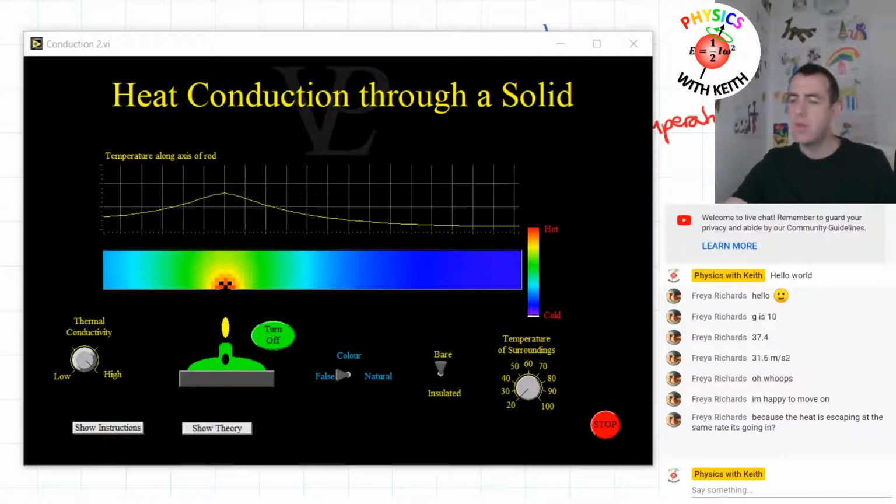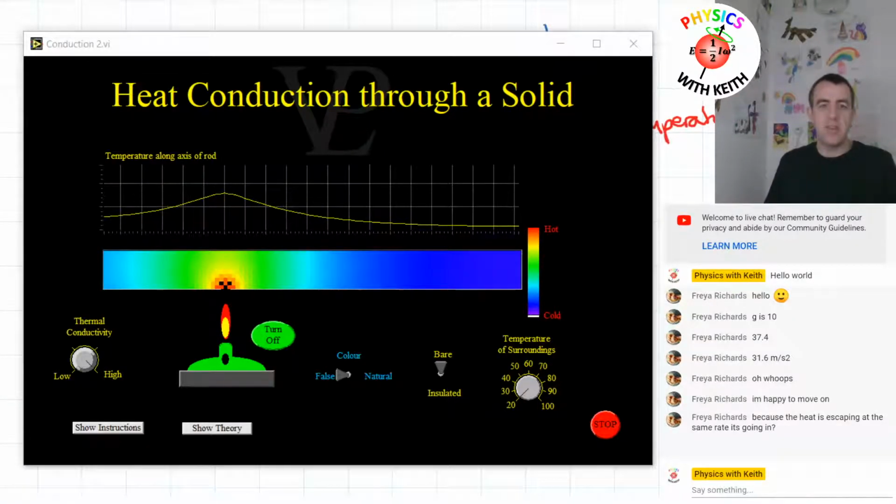So, Freya says, because the heat is escaping at the same rate it's going in. What a good answer. What a fantastic answer. Yeah. The rate that the heat is going in. And rate in physics is a technical term that means the amount of something per amount of time. So the amount of heat going in a certain amount of time is the same as the amount of heat coming out in the same amount of time.